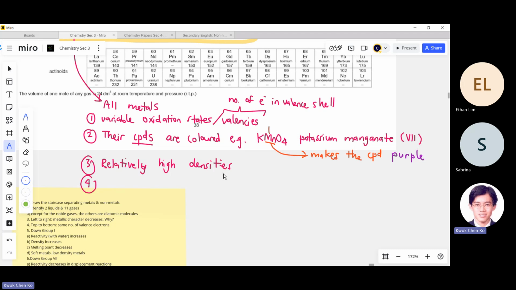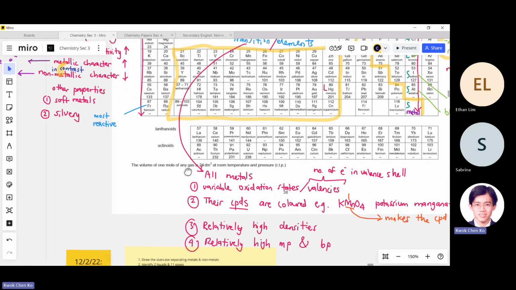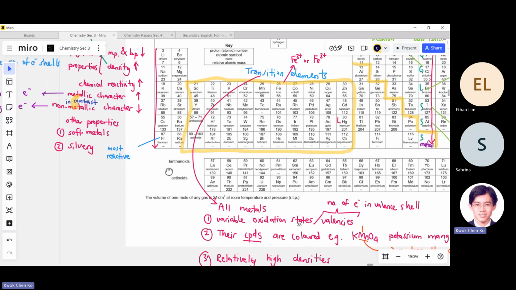Okay, Arena, any other property? Yep. Relatively high MP and BP. You're talking about at least 400, the lowest, if about 500, it can go all the way to a few thousands. Okay, whereas for group 1 is only about less than 100 or about 100 plus degrees Celsius for MP.